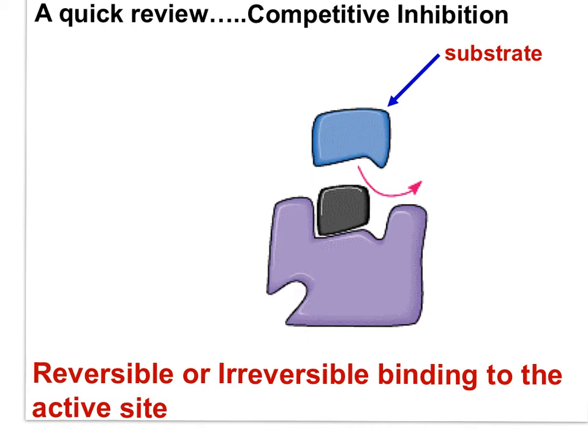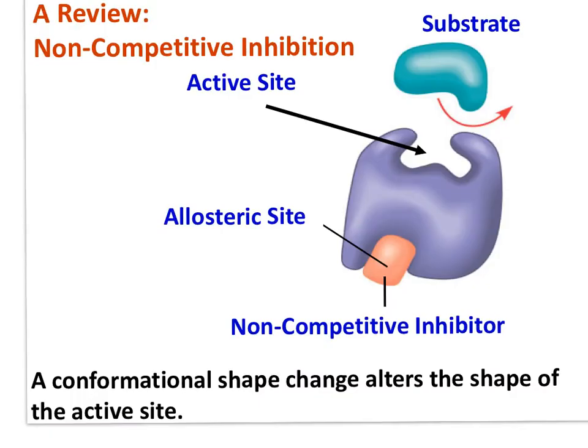Here's a quick review. Competitive inhibitors bind to the active site, competing with the substrate for the active site. Competitive inhibitors can bind to the active site reversibly or irreversibly. Irreversible inhibition is the mechanism of poisons. And here is a review of non-competitive inhibition. The inhibitor binds to an allosteric site, altering the shape of the enzyme, which alters the active site. The substrate cannot bind, and the reaction is inhibited.